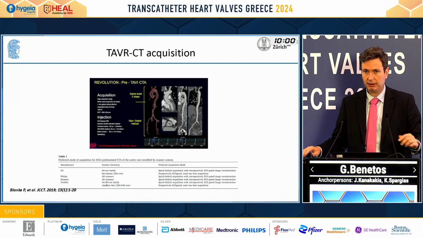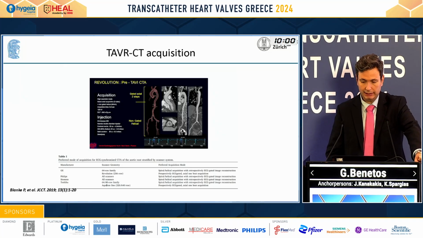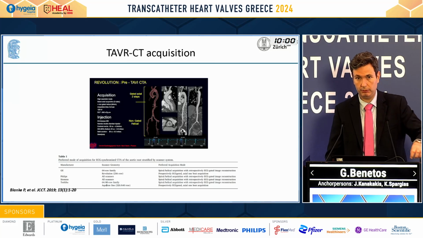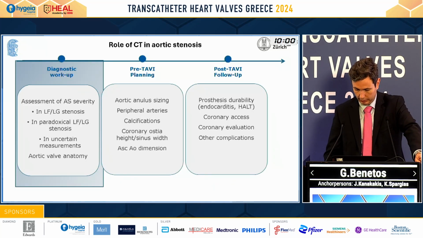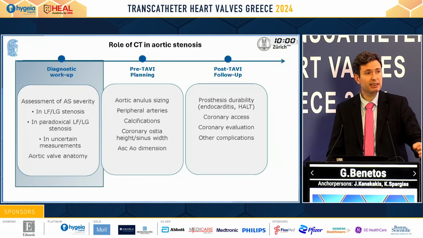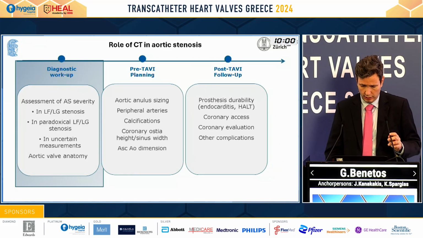I will try to give some data regarding the pre-operative CT assessment before TAVI. Some technical aspects: when we talk about CT acquisition for TAVI, we actually have two steps. The first step is the gated acquisition at the level of the aortic annulus, and the second step is for the access, the non-gated helical acquisition of the arterial system. Both of them, of course, require contrast agent.